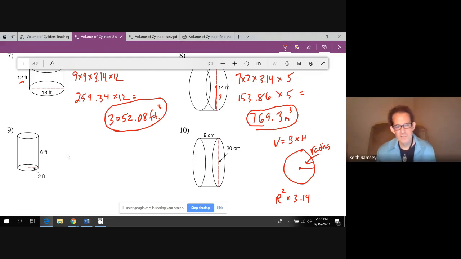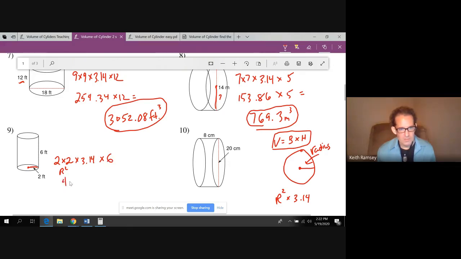So for number 9 over here, they give you what you want, Zakia. They give you the radius. See how it's halfway from here to the edge of a circle? That's what you want. So you do 2 times 2, that's the radius squared. Okay? And then you do times pi. And that gives you the area of the circle down here, or the base. So when it says volume equals base times height, that's what you're doing right here. 2 times 2 times 3.14. And then once you figure that out, then you multiply it by the height of the cylinder, which is 6.